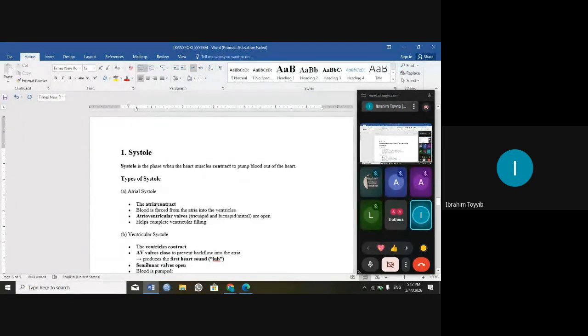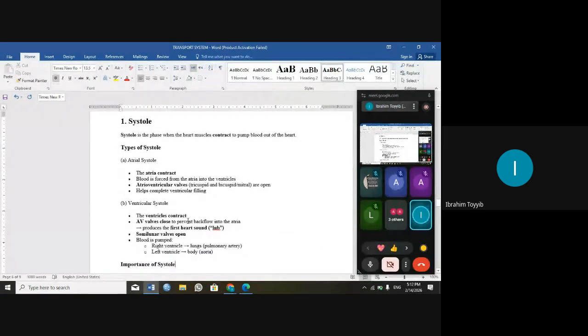So the atria contract. In the atrial systole, the atria contract, blood is forced from the atria into the ventricles, then the atrioventricular valves, which consist of the tricuspid valve and the bicuspid valve, the mitral valve, are open and help complete ventricular filling. So it's open so that the blood will enter the ventricles.